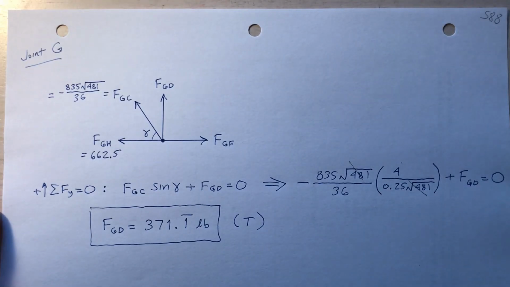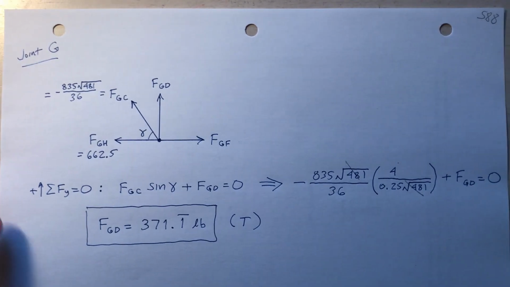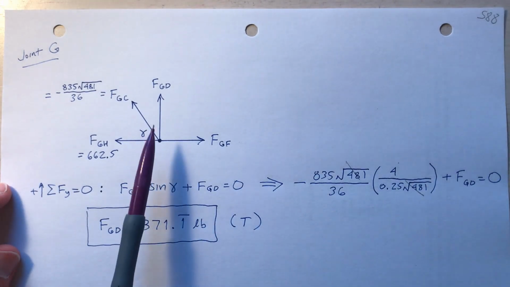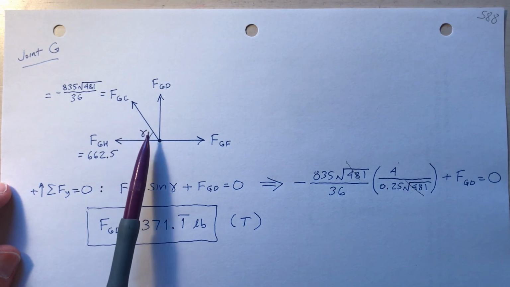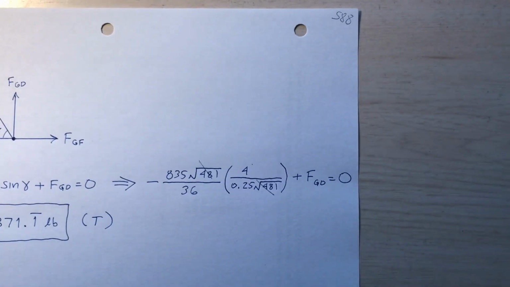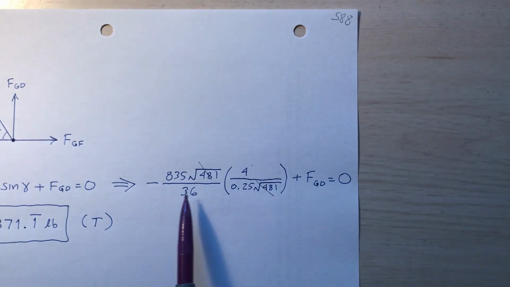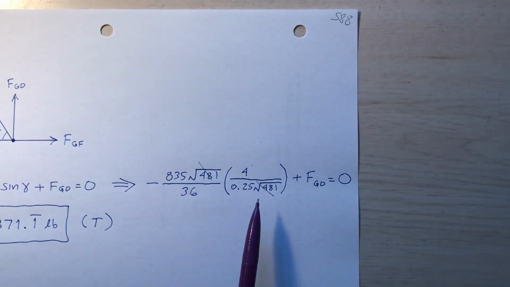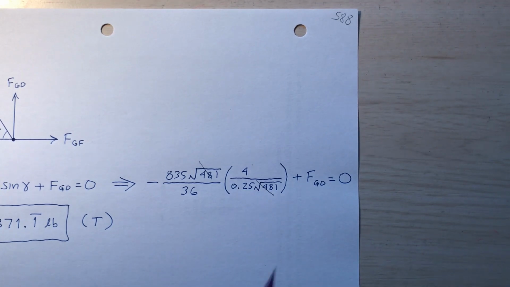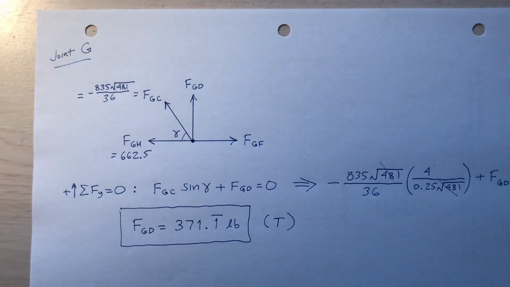So to find F sub GD, the sum of the forces in the y direction is 0. So I've got F sub GC sine gamma, the vertical component of this vector, plus F sub GD, that's purely vertical. Okay, stick the appropriate numbers in here. This part is the F sub GC part. This is a sine of gamma. I remember those special triangles I drew earlier. That leaves F sub GD as the only unknown. So I'm getting F sub GD equals 371.1, with the 1 repeating.